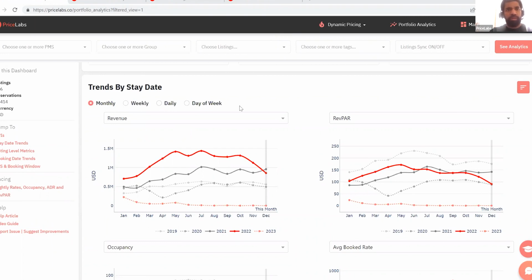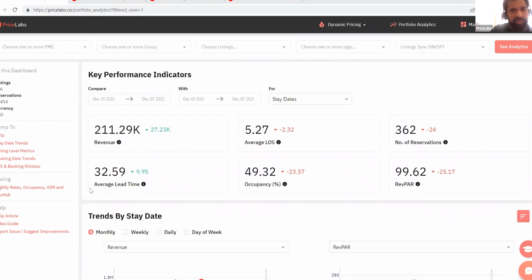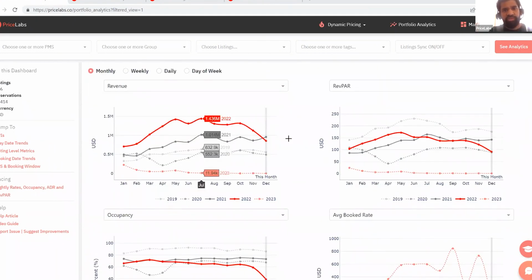Okay. Going into trends by stay date. Again, what we're talking about is looking at your performance every so often. This is not a daily, weekly thing, but maybe once a month, once in 2 months, you're looking at what's happening, right? So we've covered key performance indicators where you can quickly see the summary, but maybe you want to look at, hey, how is it trending?